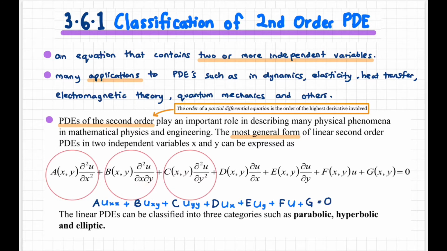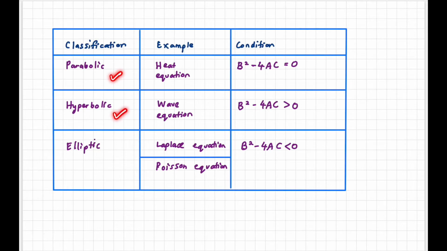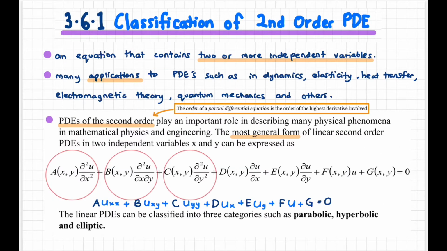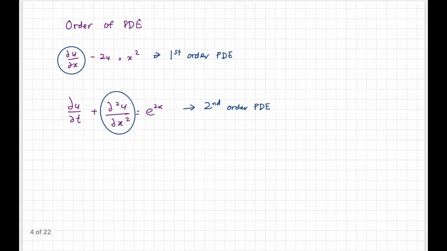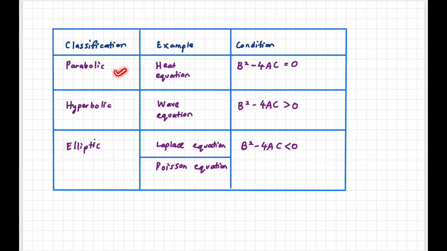and u is a function of the two independent variables x and y. The linear PDE can be classified into three categories such as parabolic, hyperbolic and elliptic. From the general form of second order PDE, the most important part is A, B and C, these three, because we will use them to classify the categories of the PDE. There are three types of PDE: parabolic, hyperbolic and elliptic.